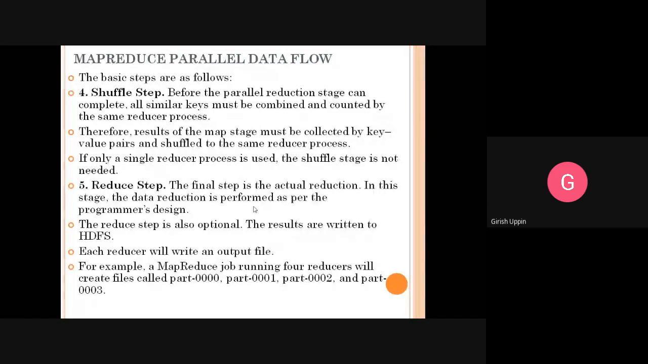The results are returned to HDFS. Each reducer will create an output file. So if you have 4 reducer programs, it will create 4 output files. For example, we can see here 4 reducers create files called part-0000, 0001, 0002 and 0003, and so on. These are the outputs that will be written on the HDFS by the reducer.